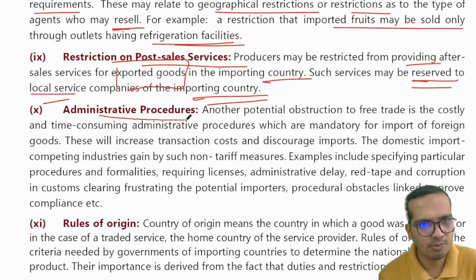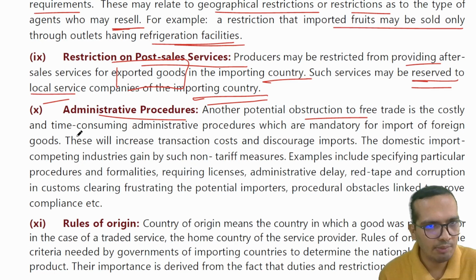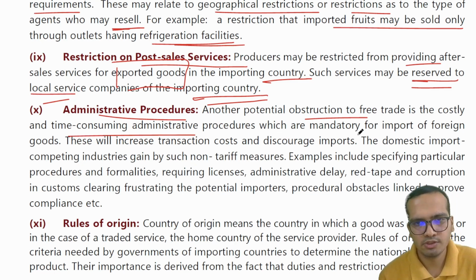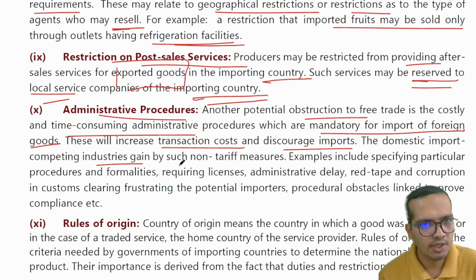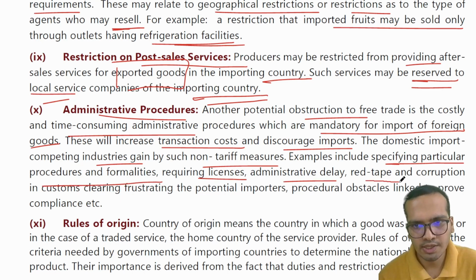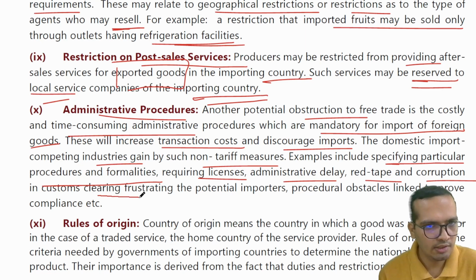Then we have administrative procedures. Another potential obstruction to free trade is costly and time-consuming administrative procedures, which are mandatory for imports of foreign goods. These will increase transaction cost and discourage imports. So the domestic import competing industries gain by such non-tariff measures. Examples include specifying particular procedures and formalities requiring licenses, administrative delays, red tape, and corruption in customs clearing, frustrating the potential importers, procedural obstacles linked to proven compliance.